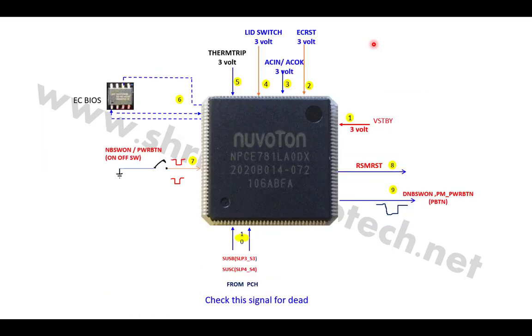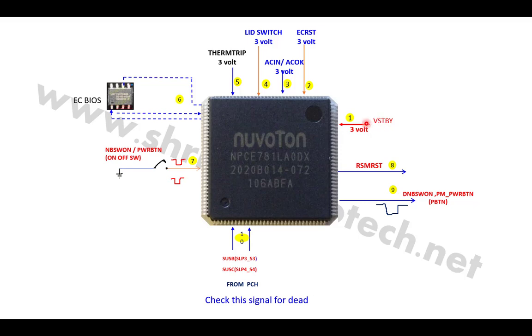So here is my SIO. Suppose your laptop is not turned on, then which signals do you have to check on the SIO? First, you have to check this V standby voltage, this 3 volt at the V standby pin, and that is the first test point. If this voltage is not coming, then you have to focus on the 3 volt linear section, and the 3 volt chip may be faulty. So the first thing required is 3 volt at the V standby pin, that is number 1.